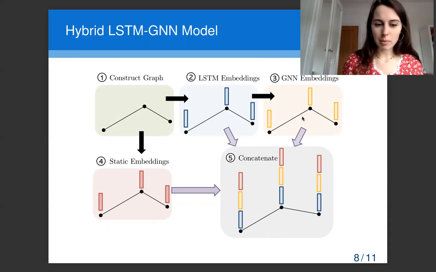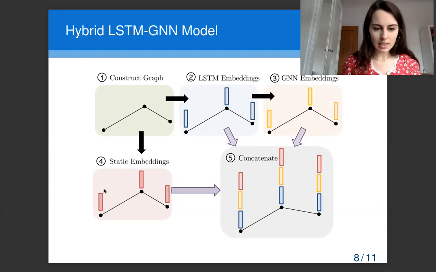Once we have this enriched representation, we also process the static data in step 4 using a fully connected layer. And then we concatenate all of the representations together in step 5 and use that to predict the label, which is either length of stay or mortality.